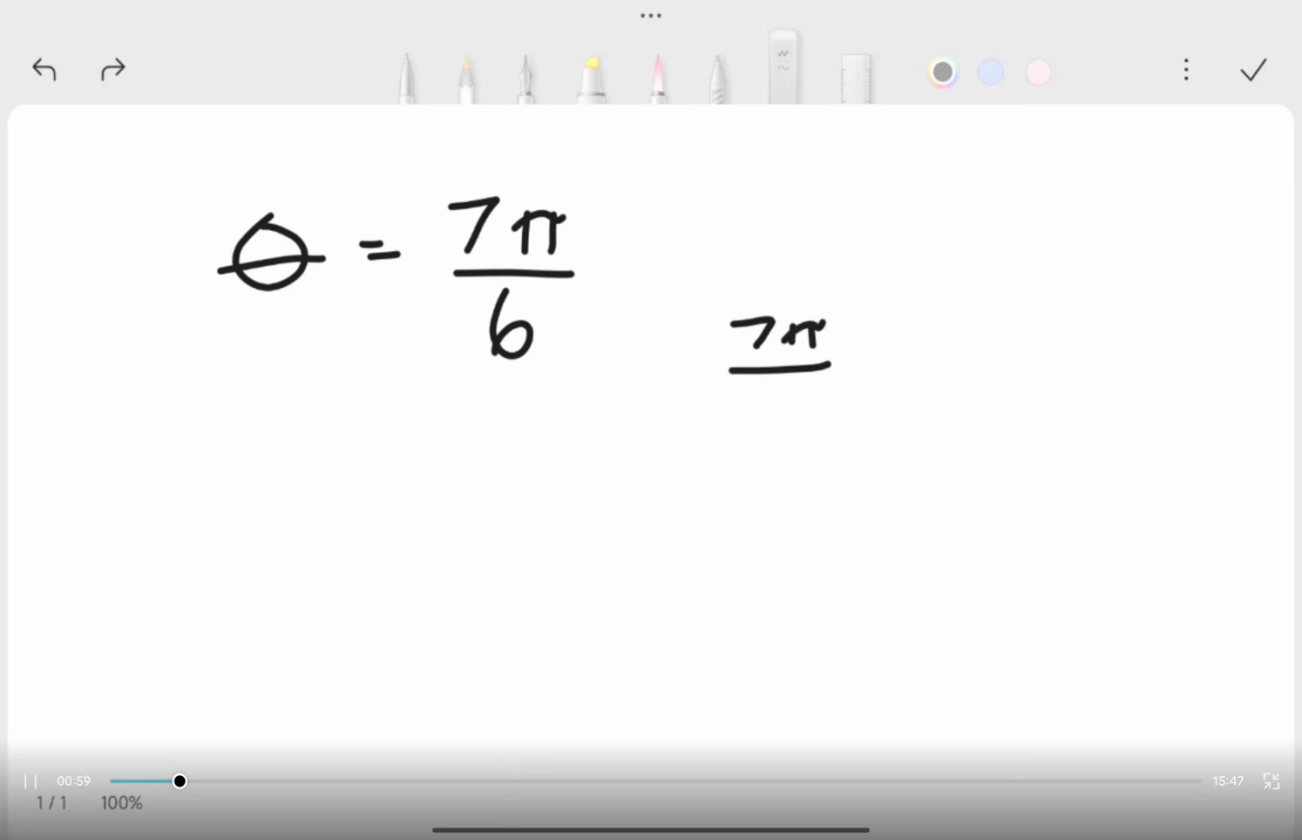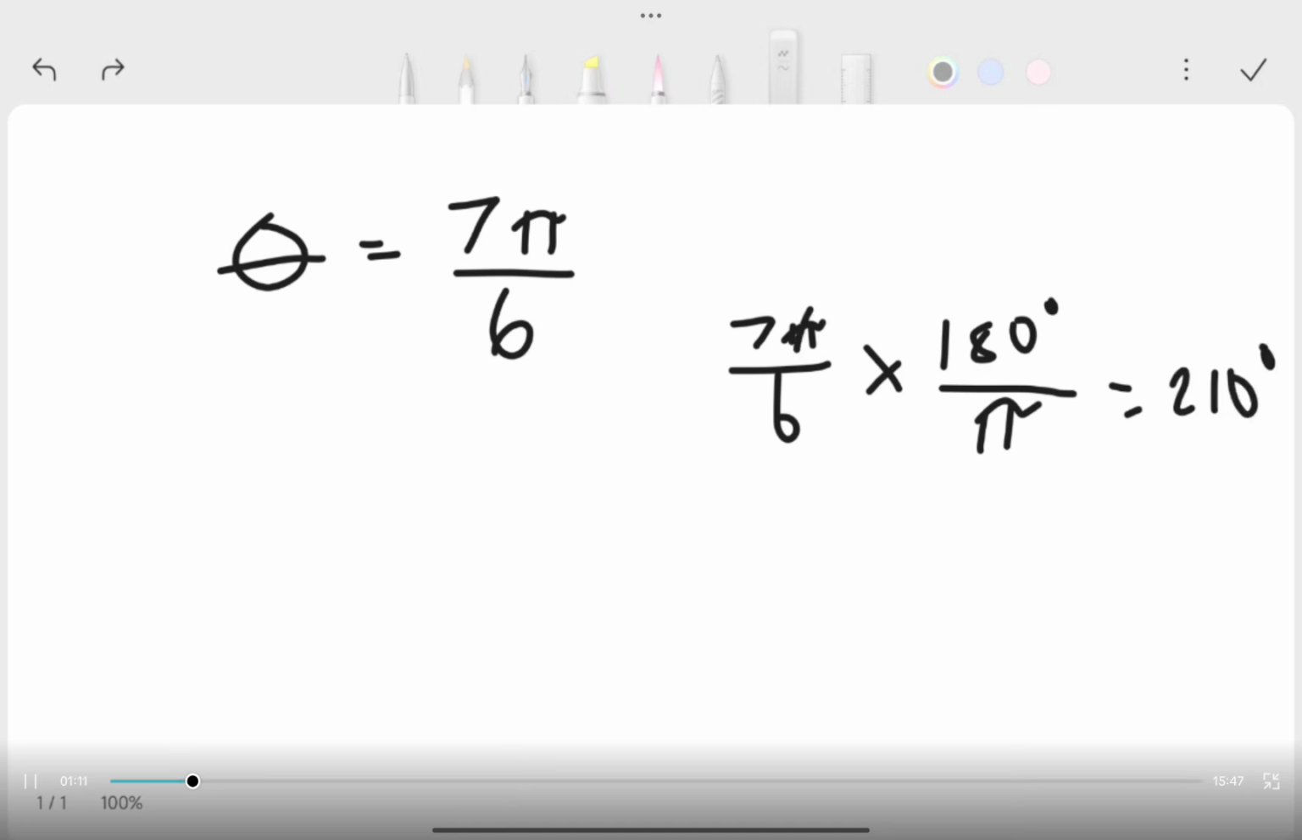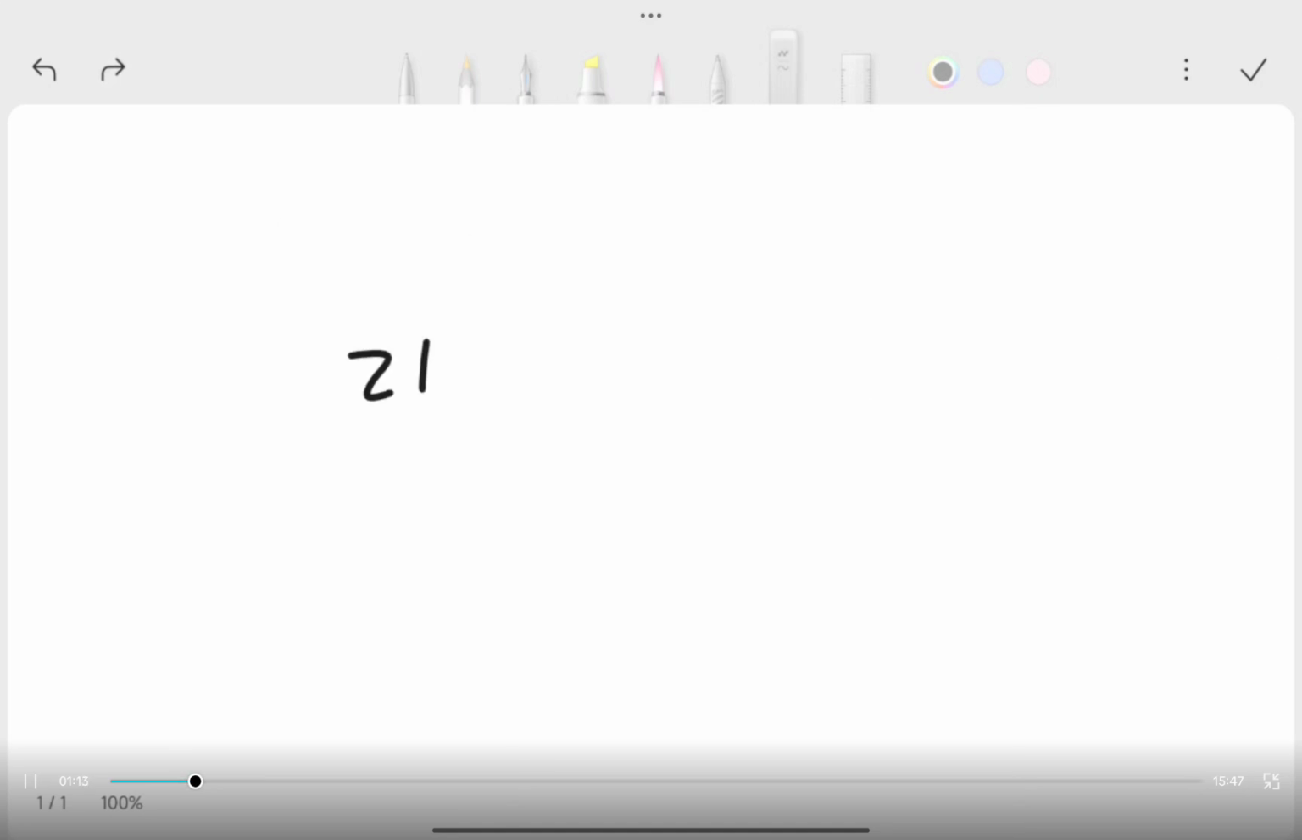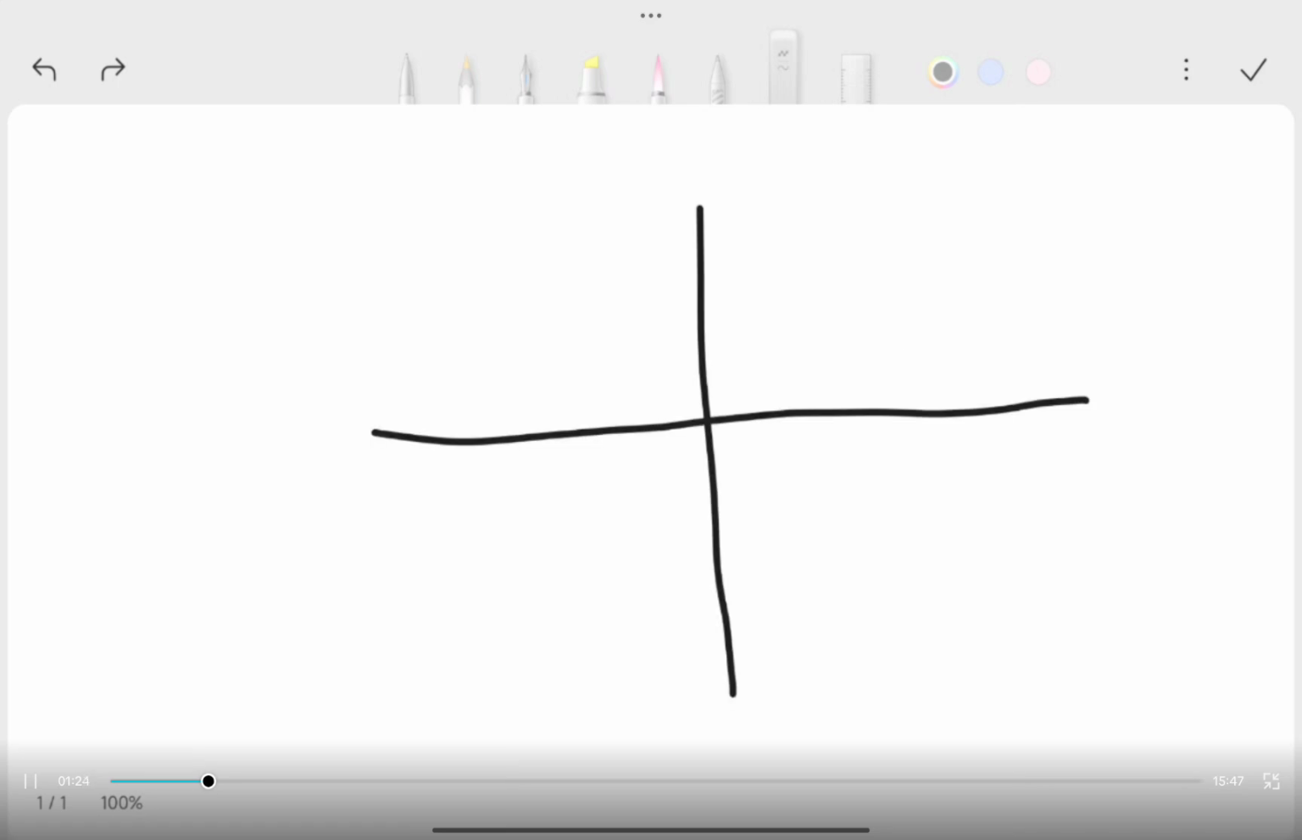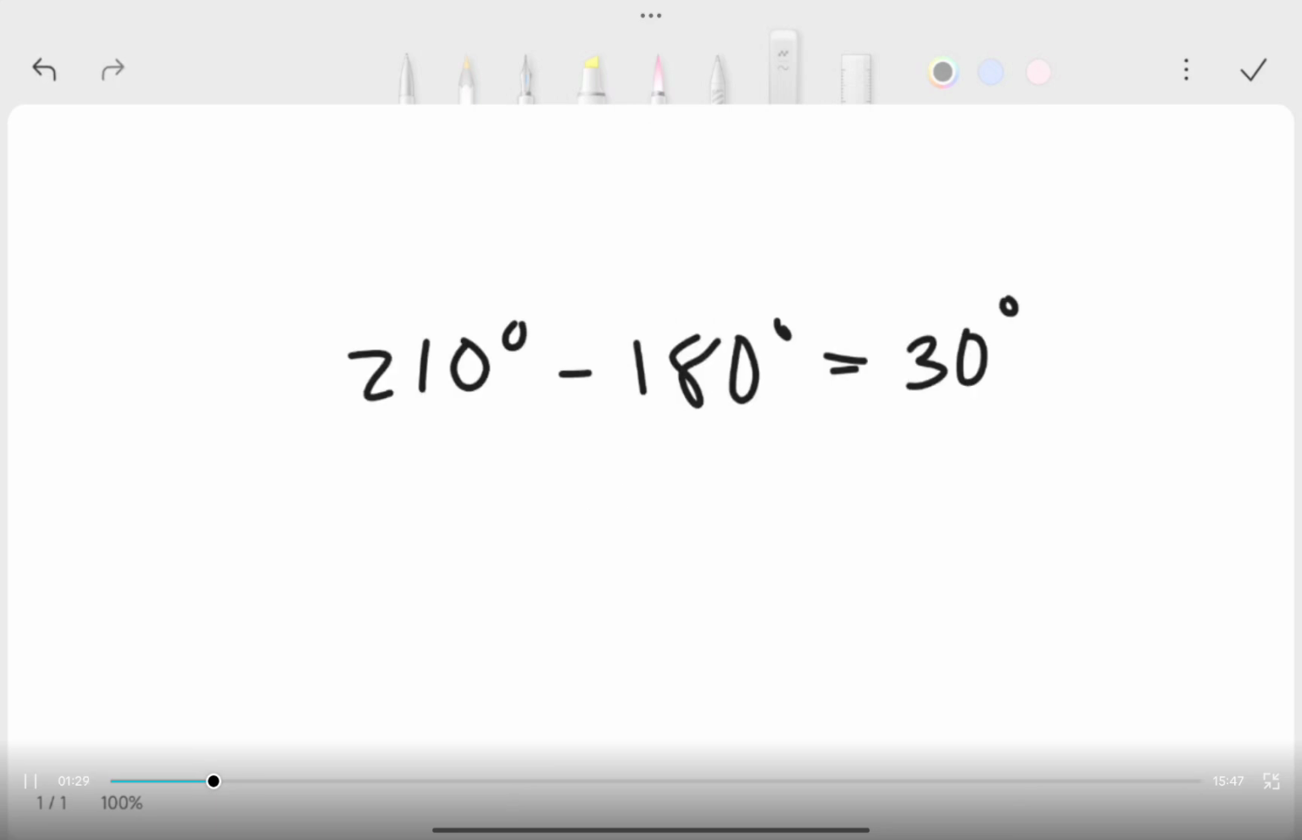So we're going to translate it into degrees. 7 pi over 6 multiplied by 180 degrees over pi is equal to 210 degrees. So to find our reference angle, 210 degrees minus 180 degrees is equal to 30 degrees. So here our graph. 210 degrees is in quadrant 3.